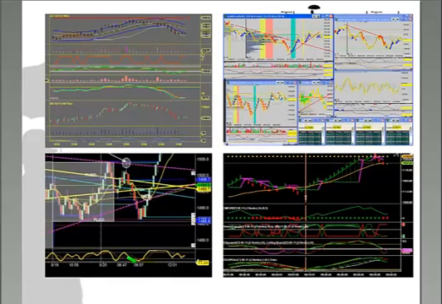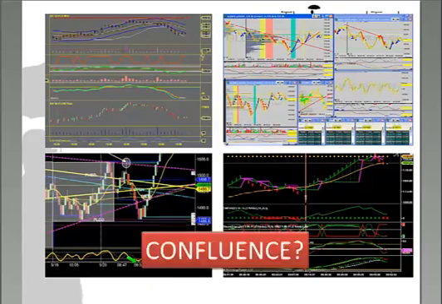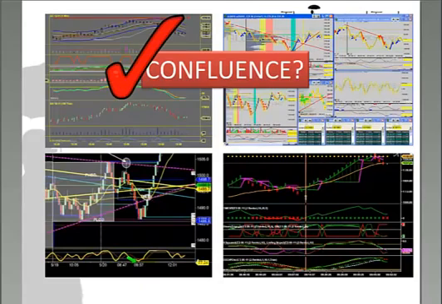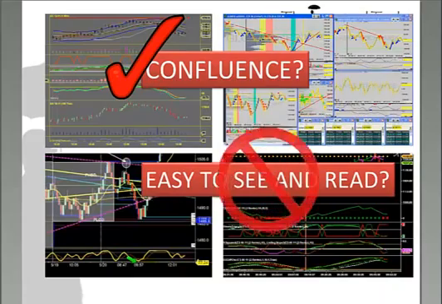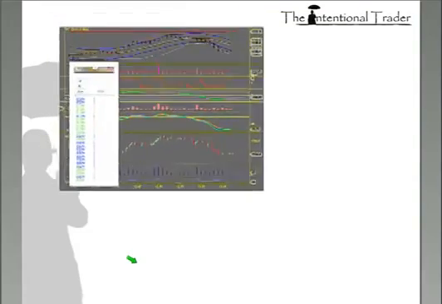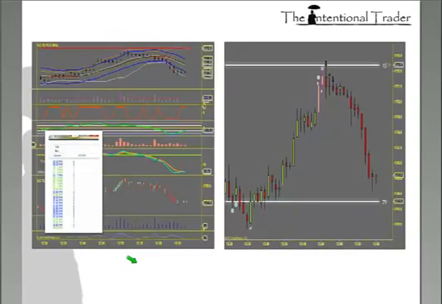So, for example, here's a bunch of charts that may look very similar to something you're used to working with. Maybe you have confluence to try to make a trade decision, but they're not necessarily easy to see and read. So it's very important to take a chart that looks like this and turn it into a chart that looks like this. This is the same chart, by the way. All of this information is right here, including the volume spread analysis indicator, which is right here.